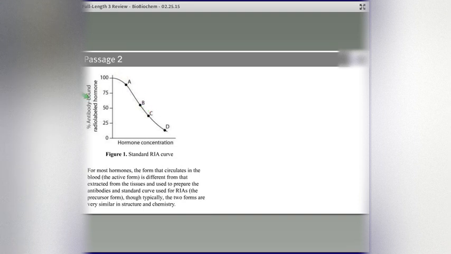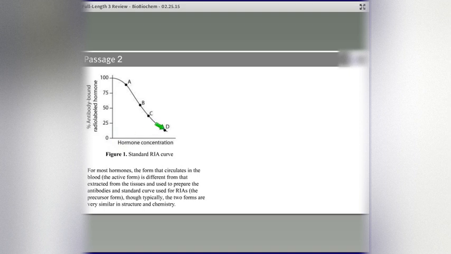If something's important, the author is going to repeat it. So if you have a large amount of labeled, because we're going up this y-axis, that means that you have a small amount of the unlabeled hormone in the blood.